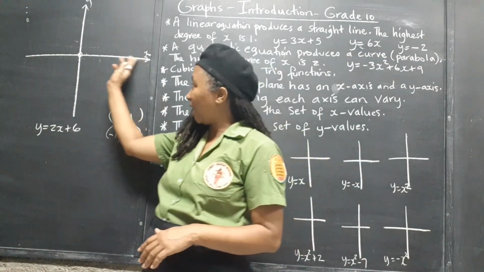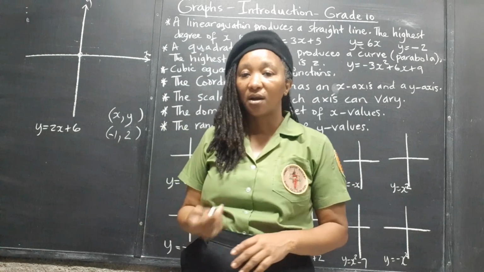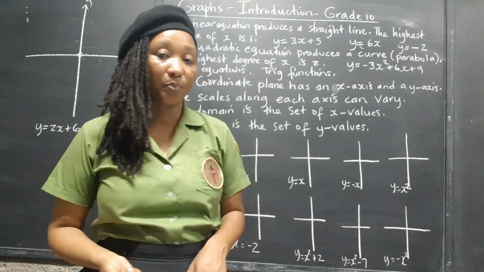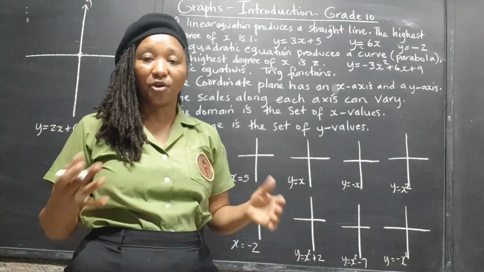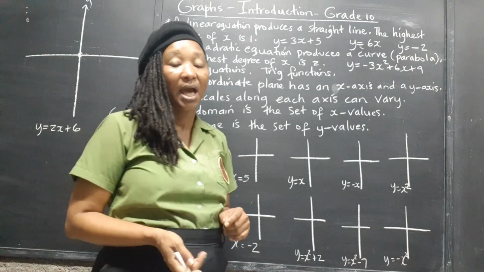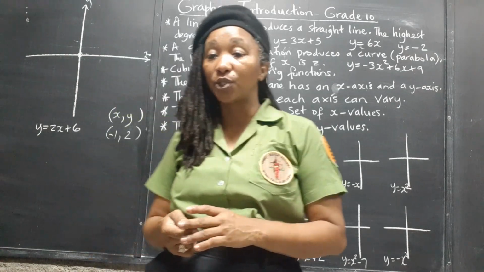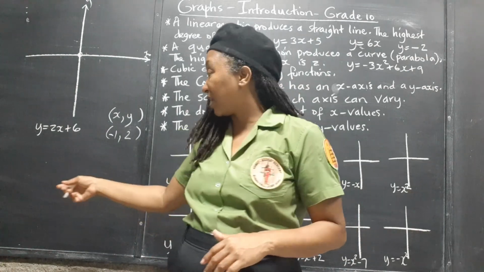The scale along the x, the positive x and the negative x must be consistent. That is important. If you are not consistent with your scale, your graph will be skewed. It will not be accurate, right?